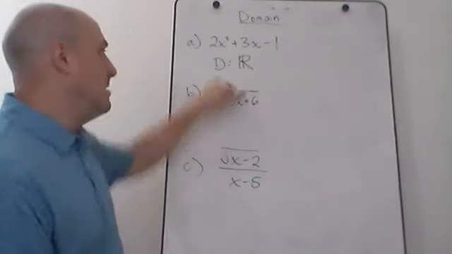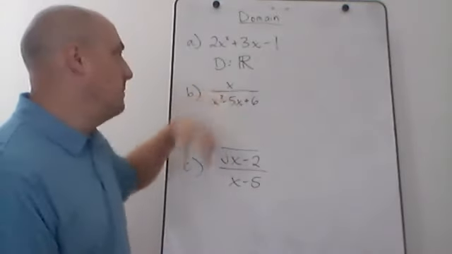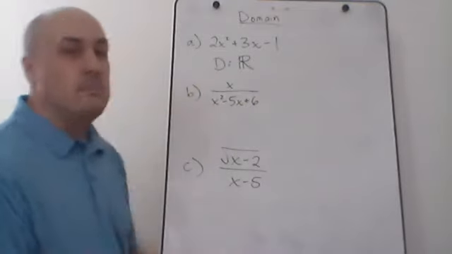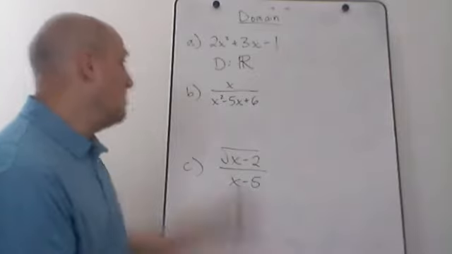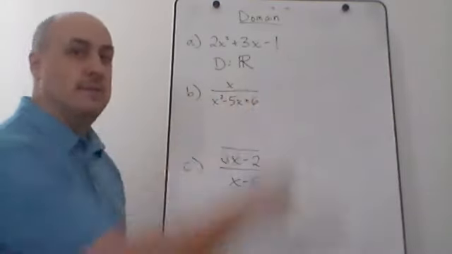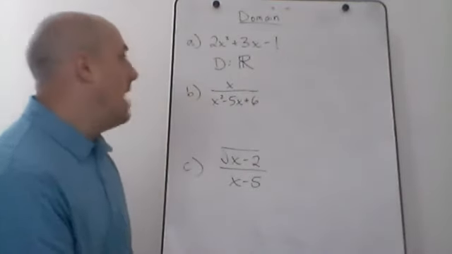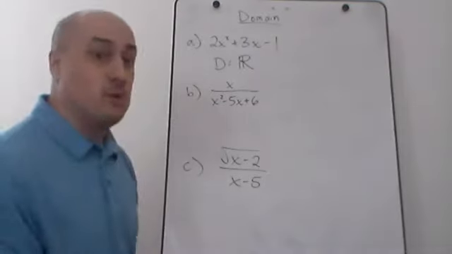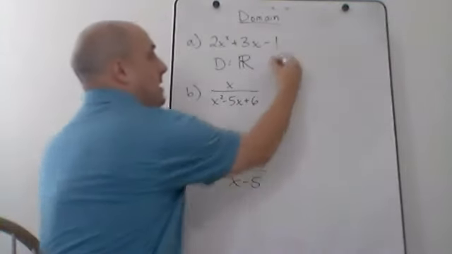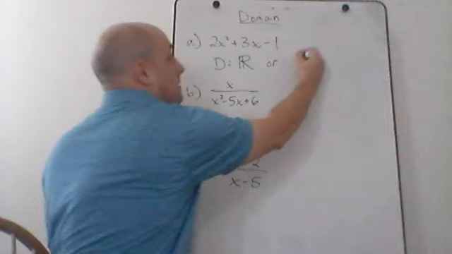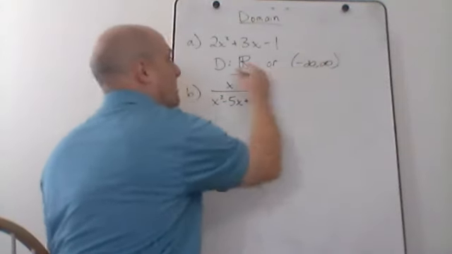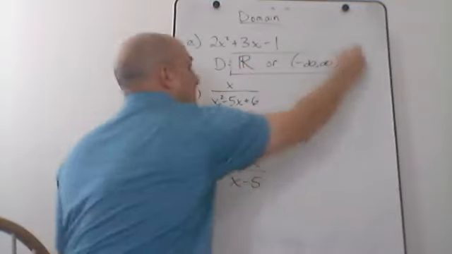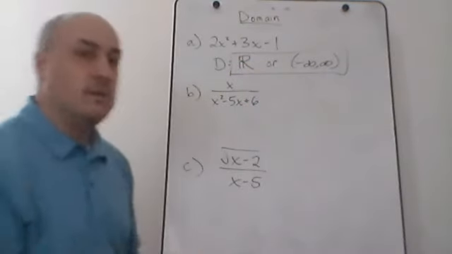I just use a capital D as the abbreviation for domain, and then remember, for all real numbers, instead of writing out the words, you can just put that capital R with the double vertical line, and that's the mathematical symbol for all real numbers. Or you can write it in interval notation as all numbers from negative infinity to positive infinity. That's our domain for that expression.